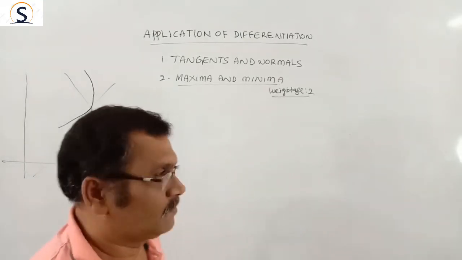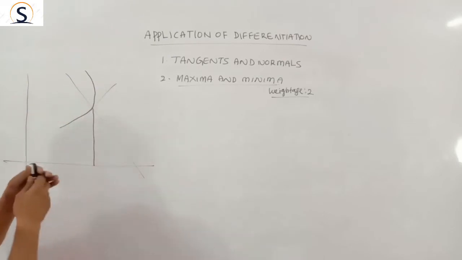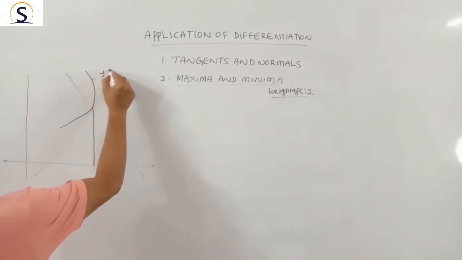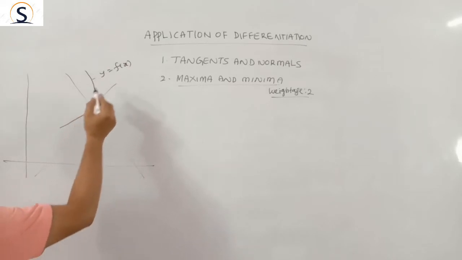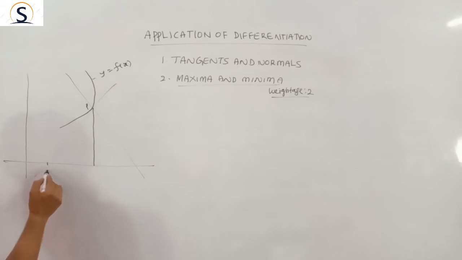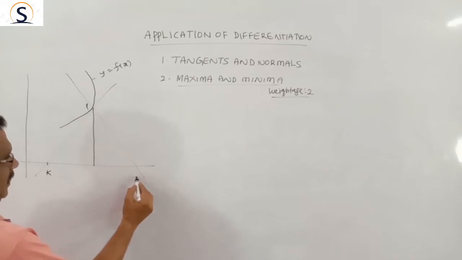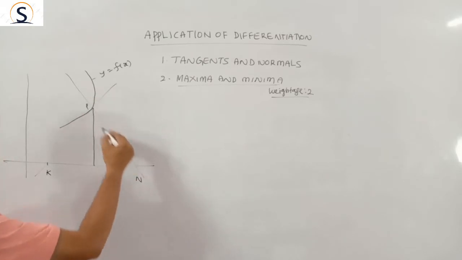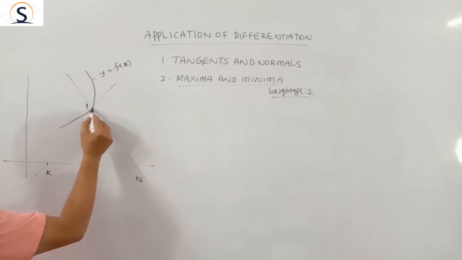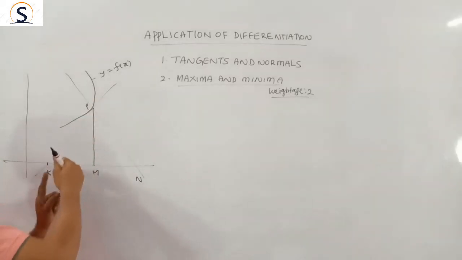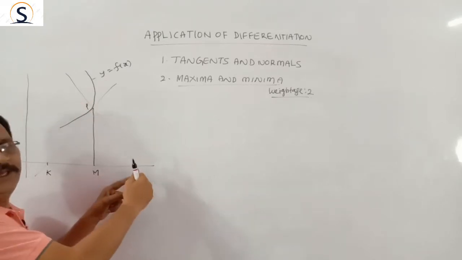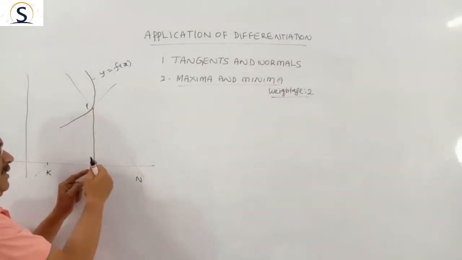First, briefly observe here. This is a curve y is equal to f of x, and here this is a point P, and there is a tangent. PK is a tangent to the curve, and PN is a normal to the curve, and I drop a perpendicular from P to x axis. This I will be calling as PM. So here PK is length of the tangent, PN is length of the normal, and PM is a perpendicular on x axis.